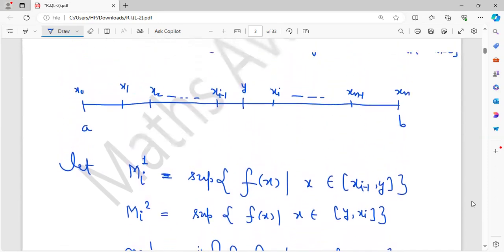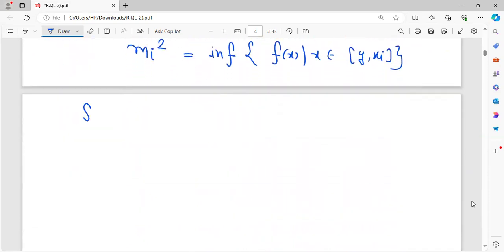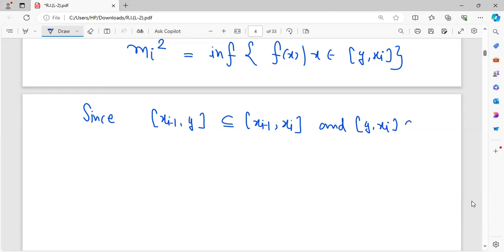Okay. Now tell me. Now, since x_{i-1}, y is a subset of [x_{i-1}, x_i], and [y, x_i] is contained in [x_{i-1}, x_i]. Okay. When you have a smaller set, the supremum of the smaller set is always less than the supremum of the bigger set.